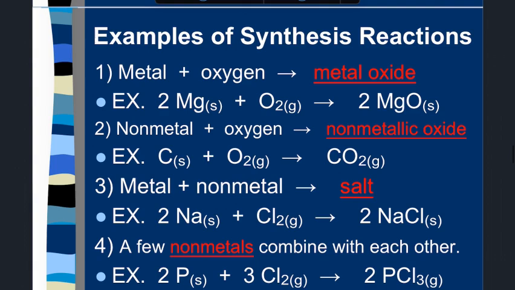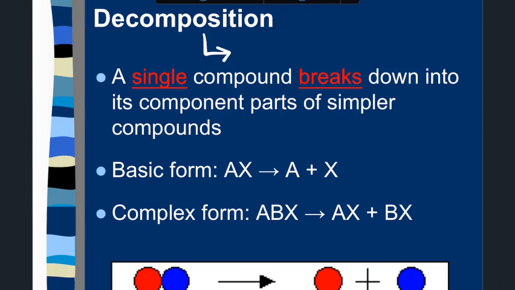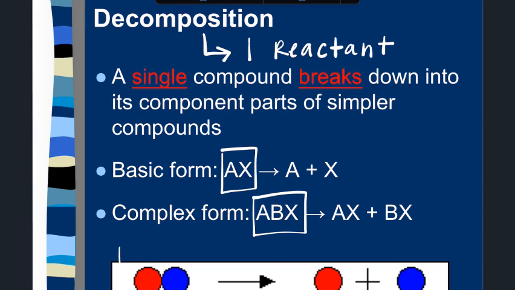Now, the opposite of synthesis, if you will, is a decomposition reaction. In a decomposition reaction, we have one compound and it breaks down into its component parts of simpler compounds or elements. What makes decomposition recognizable is we have one reactant. We can have a basic form of just a simple compound, and it breaks apart into the 2 elements that make it up. Or maybe we have a more complex compound, and it breaks apart into simpler compounds. Again, what makes this unique is we just have this one reactant here. So here we have this compound, and it's breaking apart into the elements that make it up.